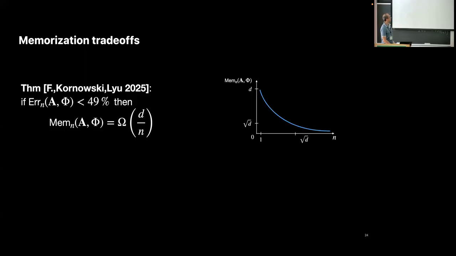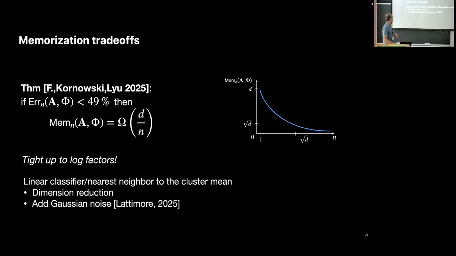Yeah, so that's a trade-off. Basically what we get is, first of all, you need to memorize a lot when you have few examples. It also explains that you need to memorize less as you observe more examples. In fact, per example, you memorize even less. The memorization decays quite fast. We also show matching upper bounds, up to log factors, and in fact the algorithms are relatively simple.